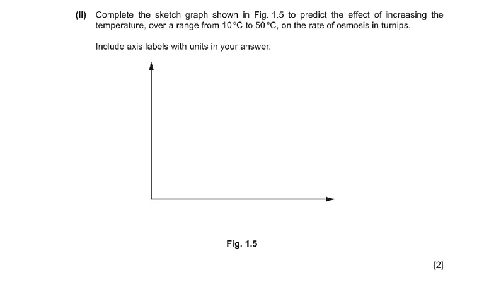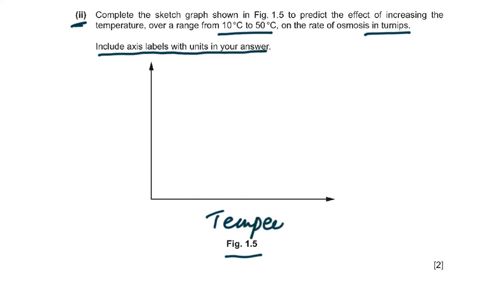Now coming to part 2 of the question, complete the sketch graph shown in figure 1.5 to predict the effect of increasing the temperature over a range from 10 to 50 degrees Celsius on the rate of osmosis in turnips. Include axis labels with units in your answer. So here it would be temperature in degrees Celsius, and here it will be rate of osmosis.